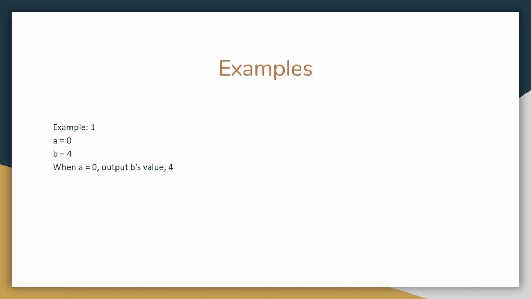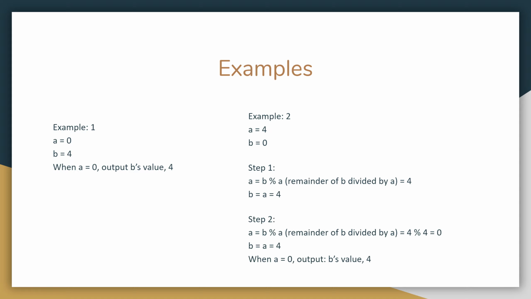This is an example of how the code works. When A is 0 and B is 4, since A is 0, it returns B's value, which is 4. For example 2, when A is 4 and B is 0, for step 1, A is not 0, so A becomes B modulo A, and the modulo is the remainder of B divided by A, which is also equal to 4, and B becomes 4. Step 2, you make A B modulo A, which is 4 modulo 4, which is 0, and B becomes 4. Since A is 0, it returns B's value, which is 4.